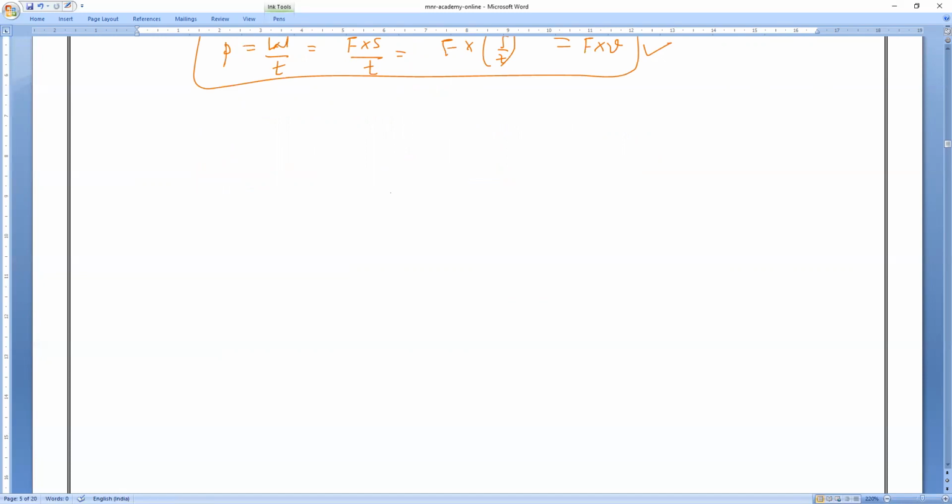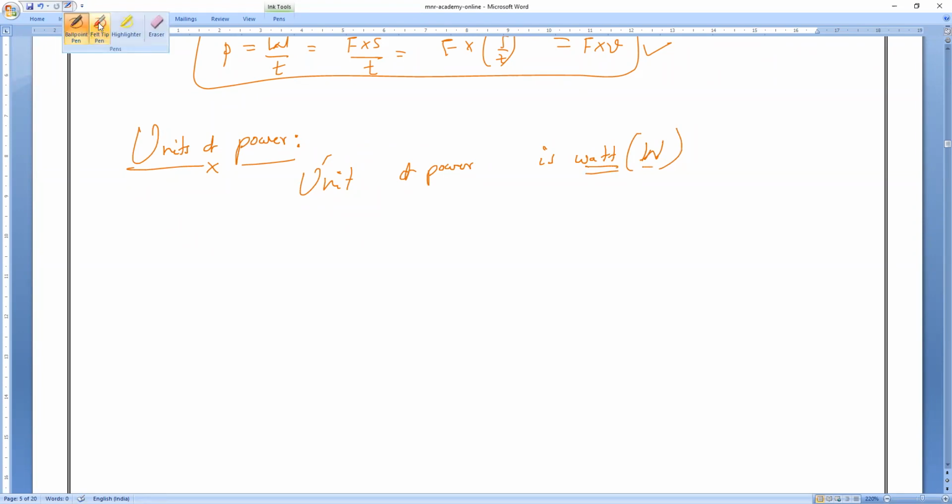Next, units of power. What is the unit of power? The unit of power is watt. Again, the symbol is capital W. So don't get confused. Whenever power comes, instead of capital W, write watt, because we are using capital W for work done also.